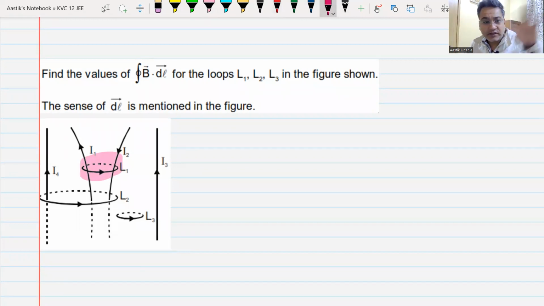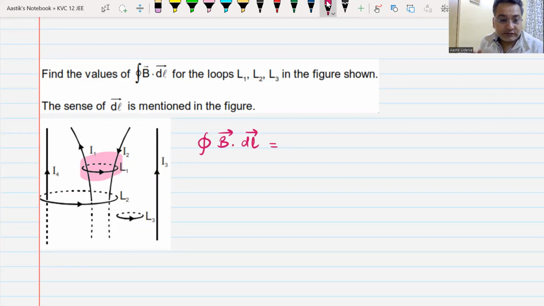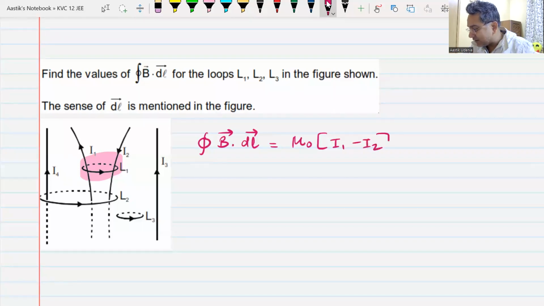Are we there, everyone, or chilling out? What is the integral in this loop L1? The loop is like this. One current is in the positive direction because the loop is like this, and one current will be in the negative direction. So it will be simply equal to mu naught into I1 minus I2. Do we understand this? Yes, sir.